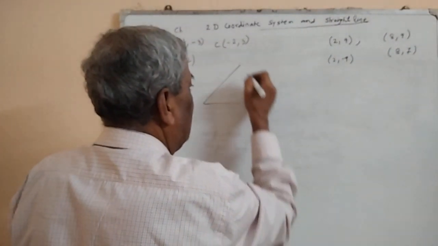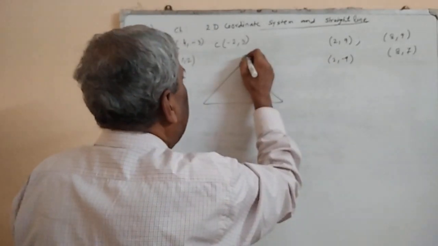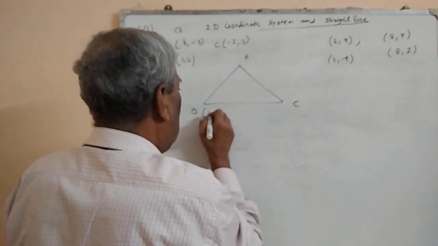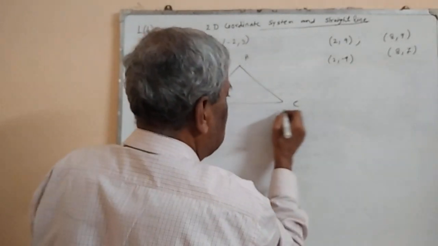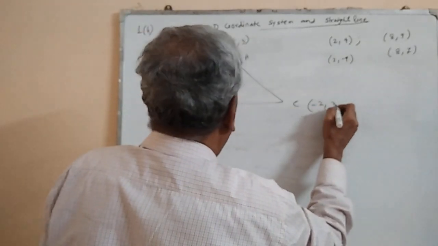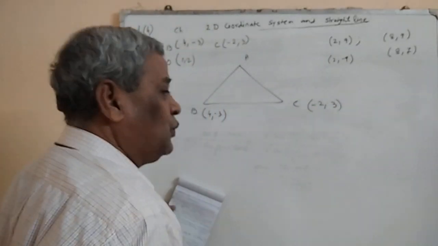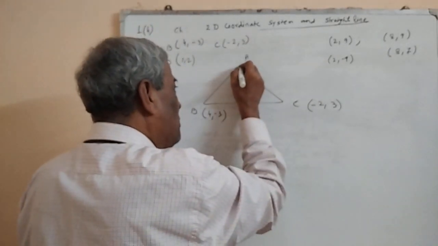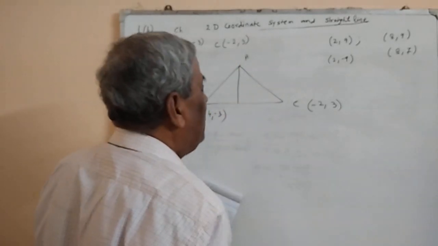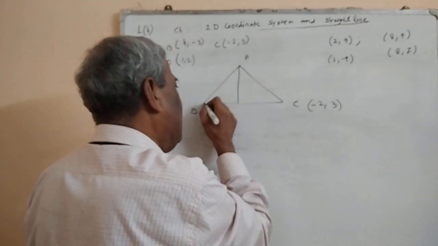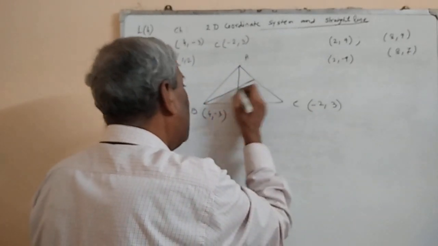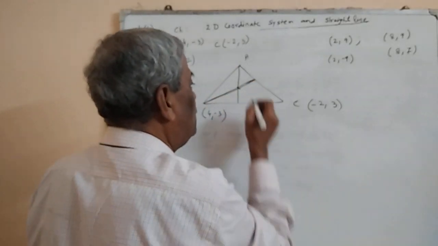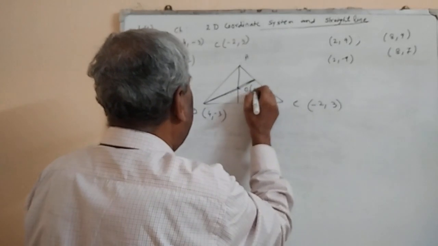Say this is a triangle ABC. B is given as (4, minus 3). C is given as (minus 2, 3) and the orthocenter is (1, 2). Let us see what the orthocenter is. The orthocenter: perpendiculars are drawn from a vertex to the opposite side. They will be concurrent, and that point of concurrence is called the orthocenter. And that orthocenter is given as (1, 2).